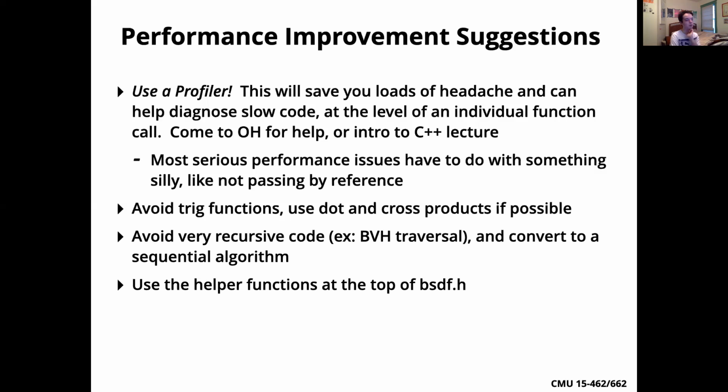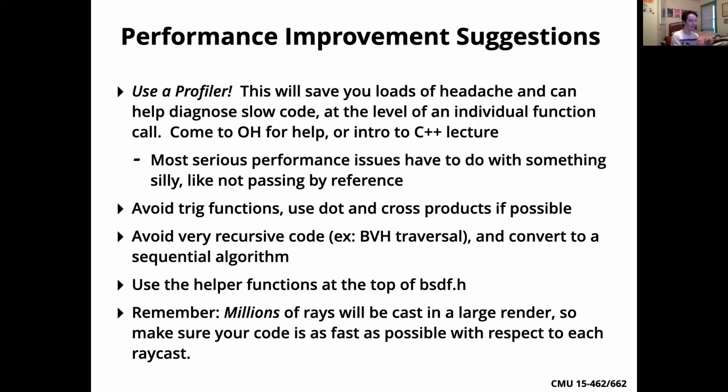And you'll probably find, if you have a recursive algorithm and you go into a profiler, that your BVH traversal is taking up a large chunk of the time. So next up, there are some helper functions at the top of bsdf.h. They do things like compute the sine and cosine between various angles. So I recommend you, for example, use the sine of WO with the normal and stuff like that. Definitely use those. That makes it even easier to avoid having to do trig functions by yourself. And again, remember, there are millions of rays, especially in this render with the settings I showed on the last slide. So really make sure your code is as fast as possible with respect to each raycast.